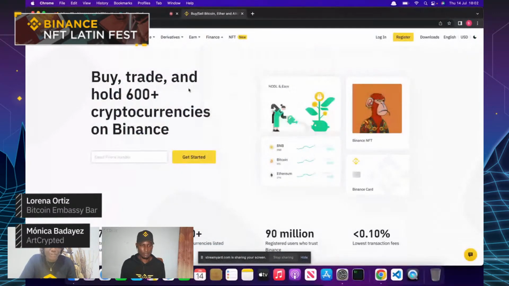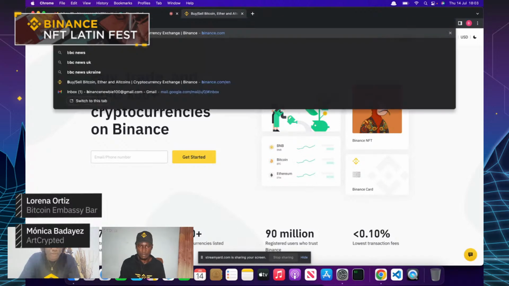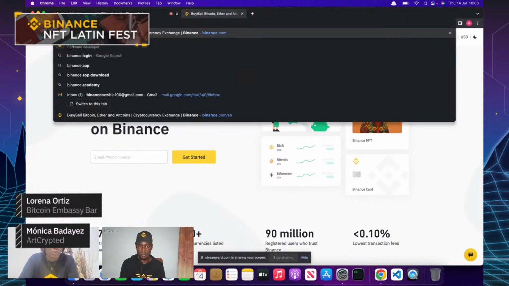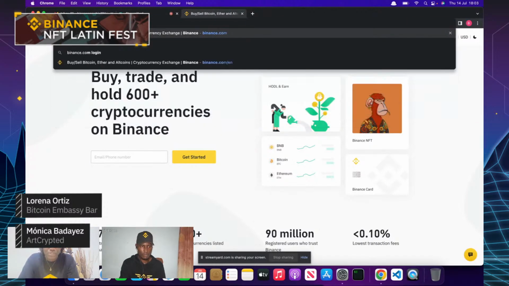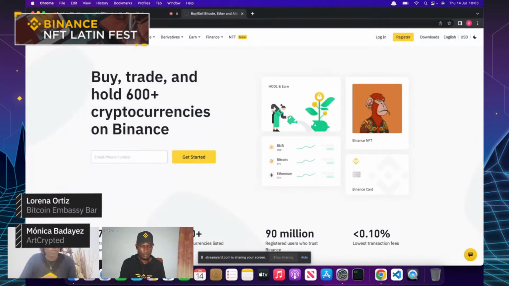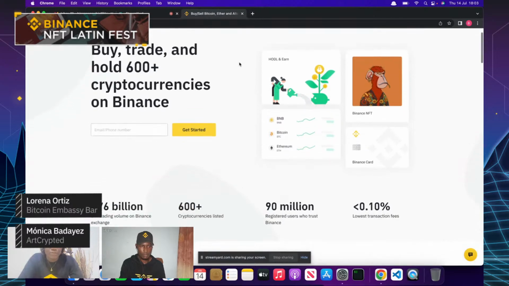Okay, can you see my screen? Yes. All right, so we begin. This is Binance.com. Please ensure that it is Binance.com that you always go to, so you can just take it straight, to avoid any fake websites or anything of that sort. When Binance.com loads, this is the interface that you're going to see.